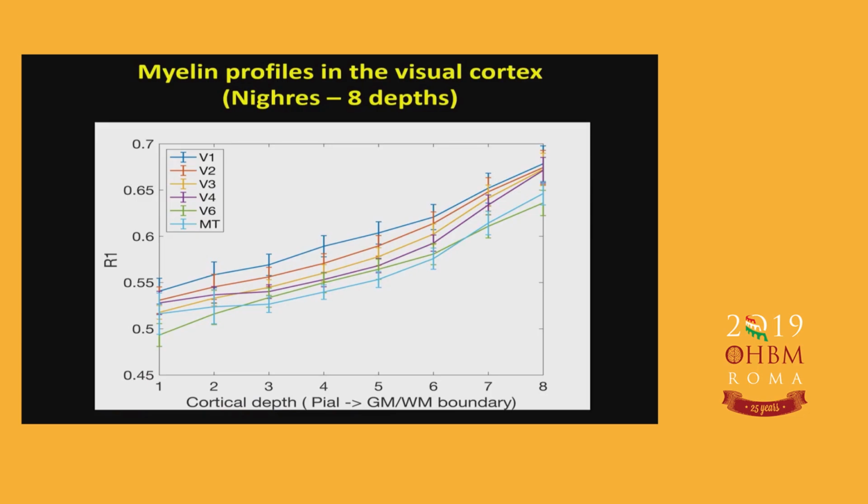We take this one step further by looking at the layers across the depth of the cortex. The x-axis here is cortical depth going from the pial surface to the gray matter, white matter boundary, and the y-axis is R1, which is a measure of myelin. And we can see that, as one would expect, myelin increases as we go deeper down the cortical layers. And again, V1 is the most myelinated of these regions.